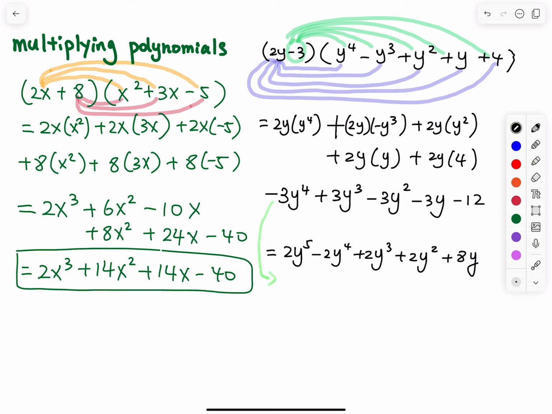What do we have? Fourth power, right? I'm going to put the negative 3 in here. So negative 3y to the fourth plus 3y to the third minus 3y squared minus 3y minus 12.